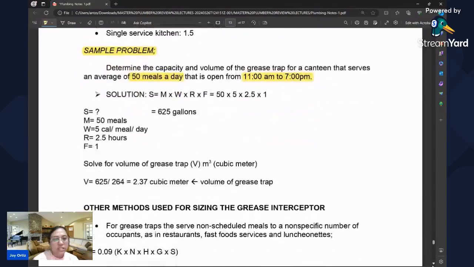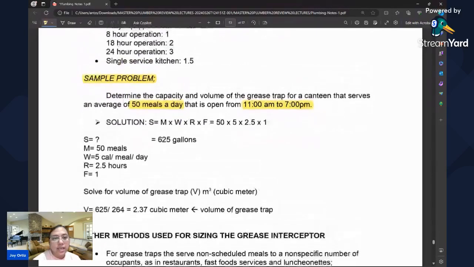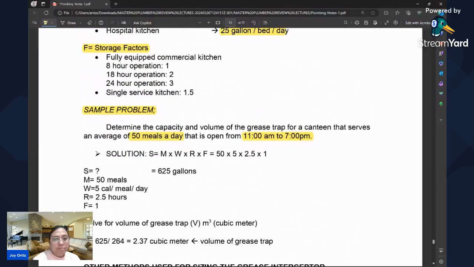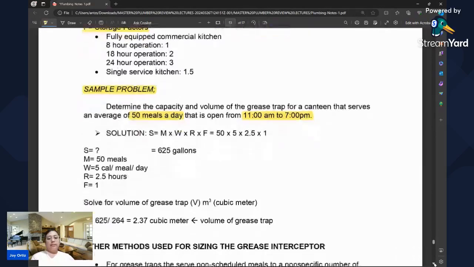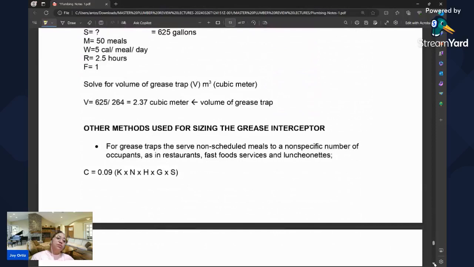Tapos F, it's 1 because that is an 8-hour operation. 8 hours kasi siya. Kaya 50 times 5 times 2.5, so 625 gallons ang kailangan natin. Solve for volume of grease trap in cubic meter: V is equals to 625 over 264 because that is in gallons. So 2.37 cubic meters. That's the volume of the grease trap.